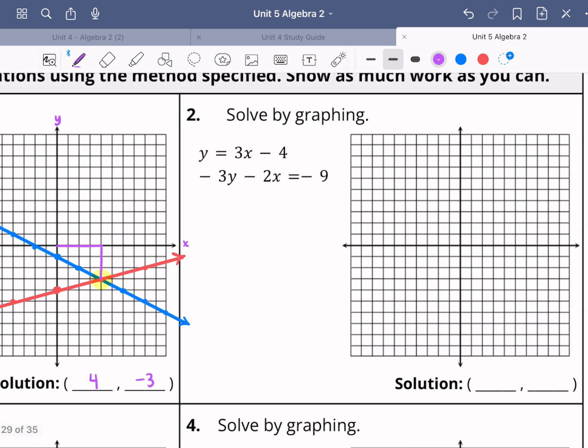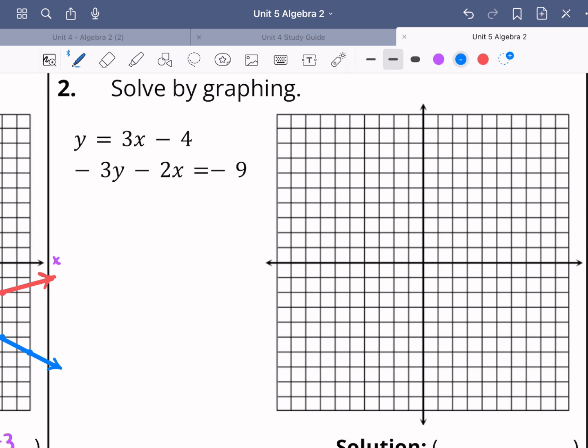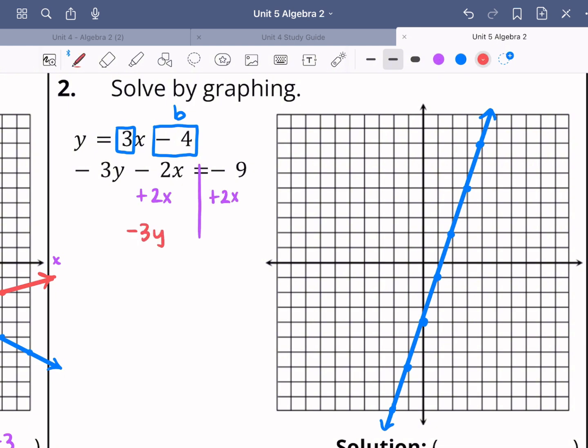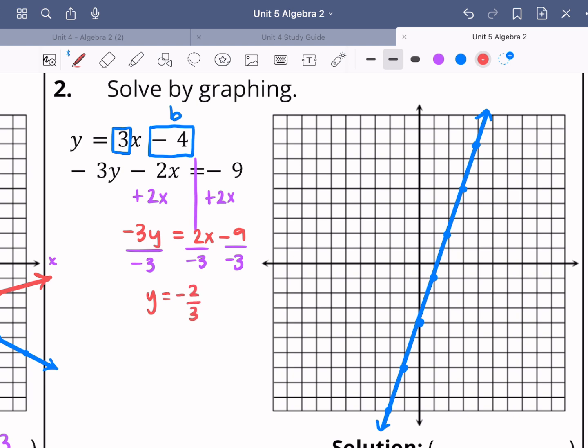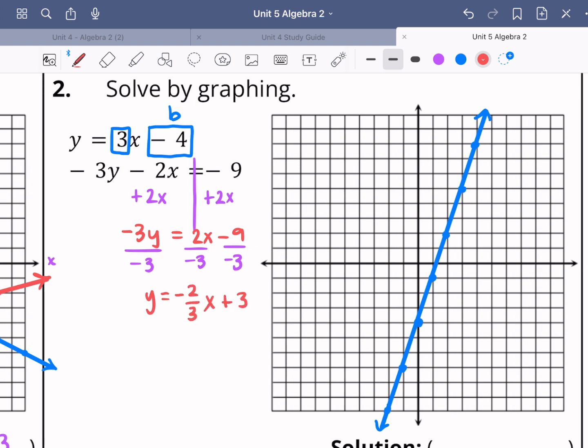For number 2, we have a y-intercept of -4 for the first equation and a slope of 3. So we're going up 3, over 1, up 3, over 1, and so on. All right, and then for our other equation, we need to solve this for y first. So our b value is 3, and our slope, our m, is -2/3.